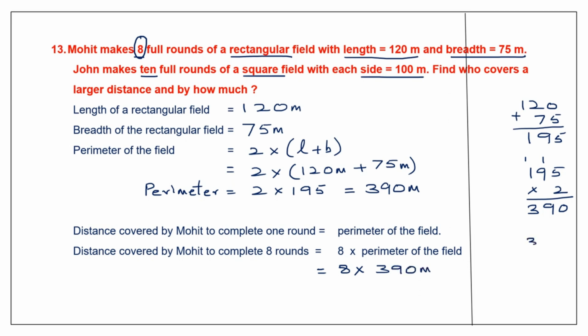So 390 into 8. 8 zeros are 0. 8 nines are 72, carry 7. 8 threes are 24 plus 7, 31. So the distance covered by Mohit is 3,120 meters. 3,120 meters is the distance covered by Mohit. Now, we have to see the distance covered by John.